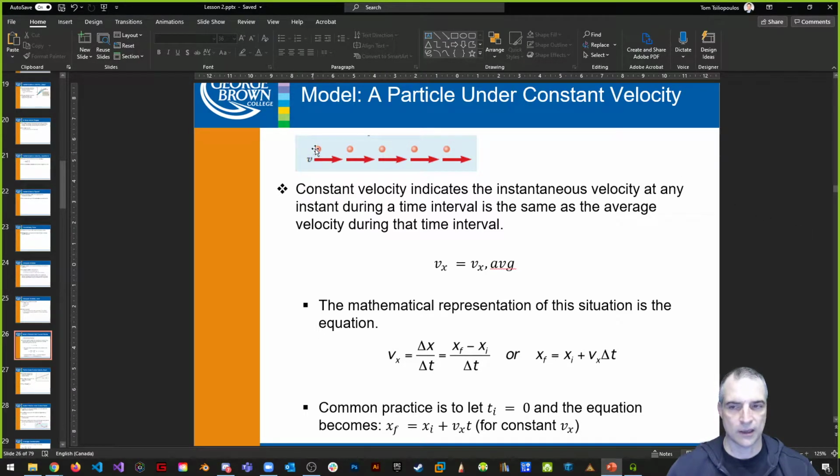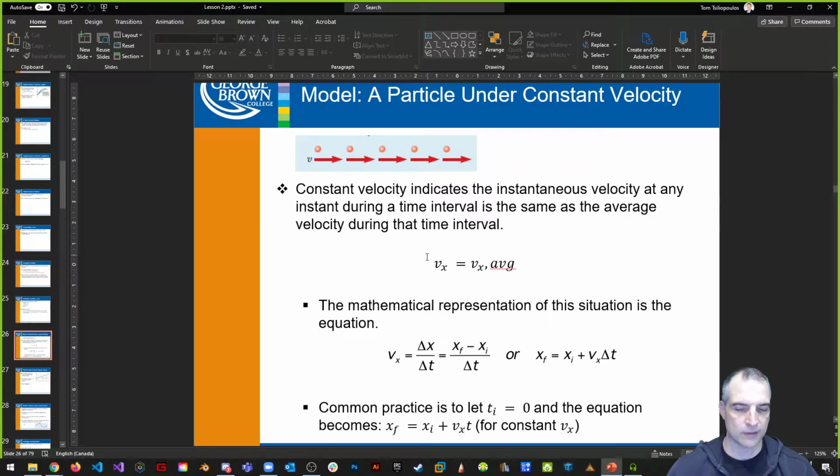So notice that if you see the particle here, there is a vector, and the vector is the exact same length every single time. Same length, right? The vector has a direction to the right, and it's equal for each snapshot. These are all snapshots of the particle moving to the right. Constant velocity indicates that the instantaneous velocity at any instant during a time interval is the same as the average velocity.